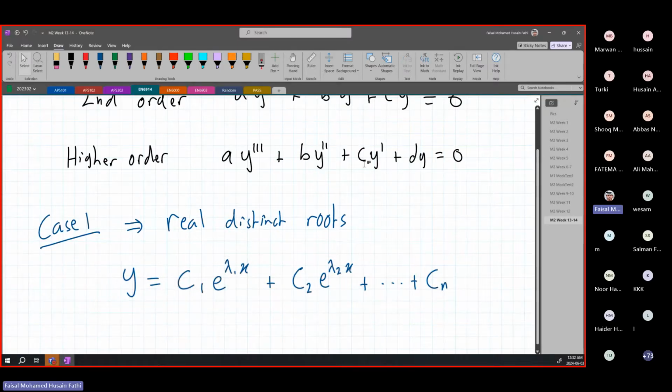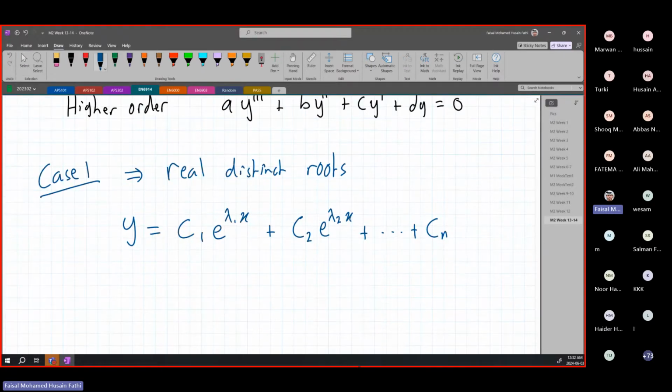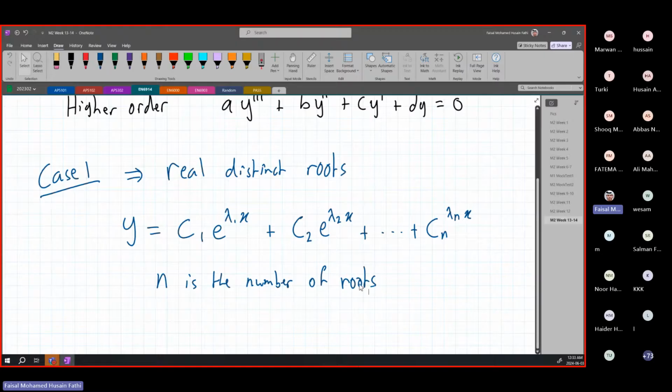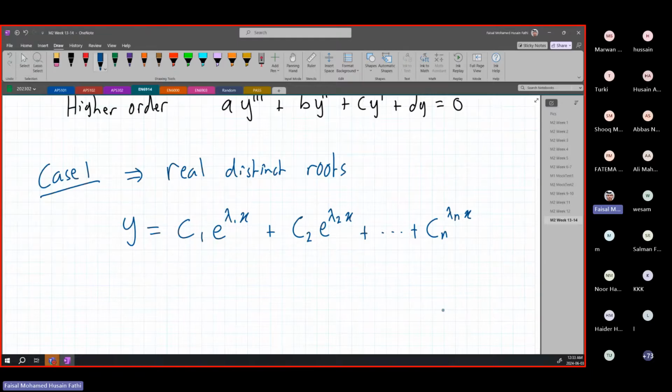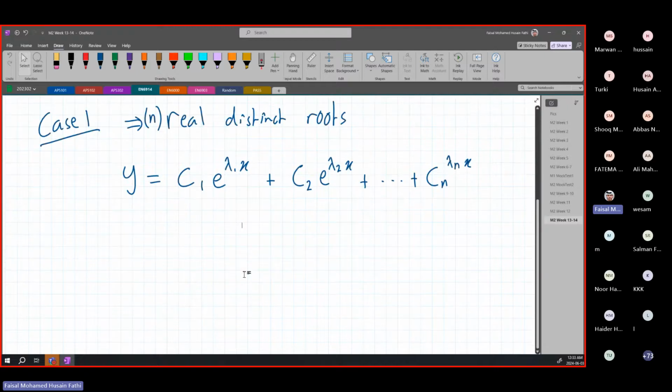Maybe you have 2 real roots and then a complex root. Maybe you have all of them as real roots. Maybe you have one of them as a real root and then the rest as a repeated root. So it's all your real distinct roots up to cn e to the lambda n x, meaning n is the number of roots, how many distinct roots you have. I should actually say where you have n real distinct roots. This is for case 1.